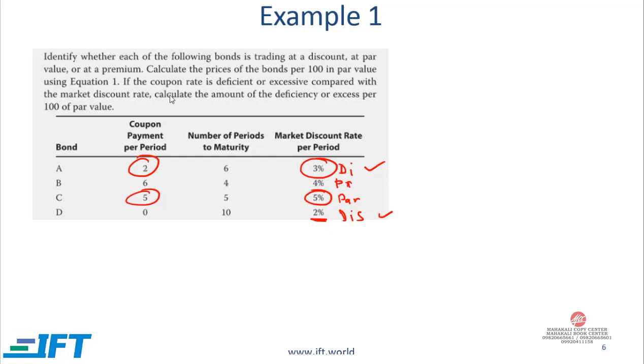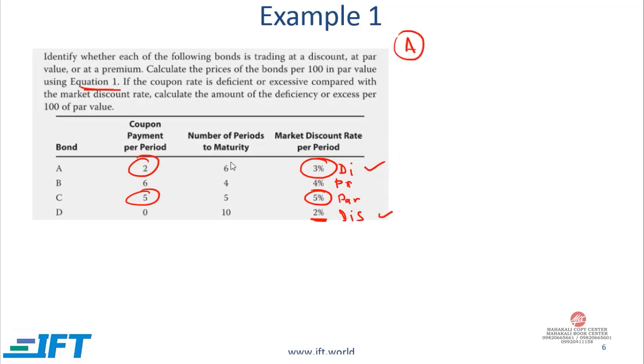This question asks us to calculate based on equation 1, but what I want you to do is actually use the calculator because that's what you will do on the exam. You need to understand equation 1, which is simply discounting using the time value of money, but that's what the calculator is doing. So use the calculator. I will do this for bond A first.